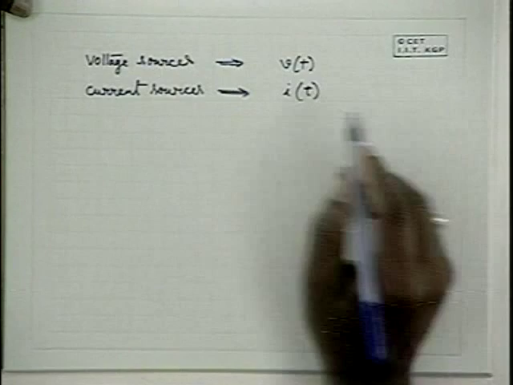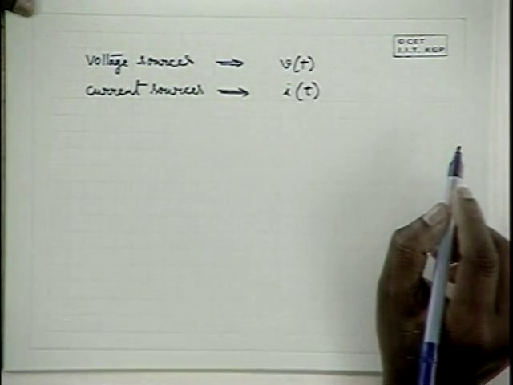Please note that if you have a voltage source and connect a resistance to it, the current flowing will be the source voltage Vt divided by resistance R. Therefore, a voltage signal can be converted to a current signal. There is no doubt about it. Similarly, a current signal can be converted to a voltage signal by passing the current through a resistance.